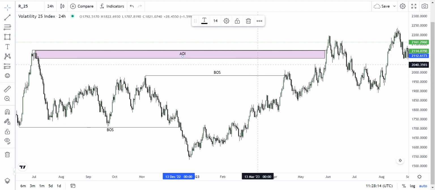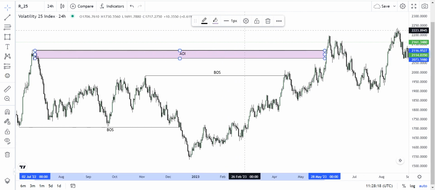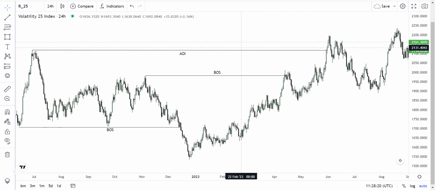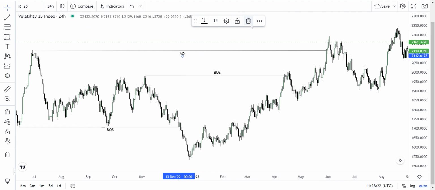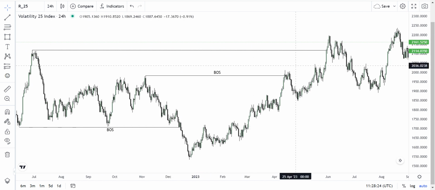In this case, the market broke our protected high. So it means that this AOI is not valid. It means that the market has shifted toward an uptrend.